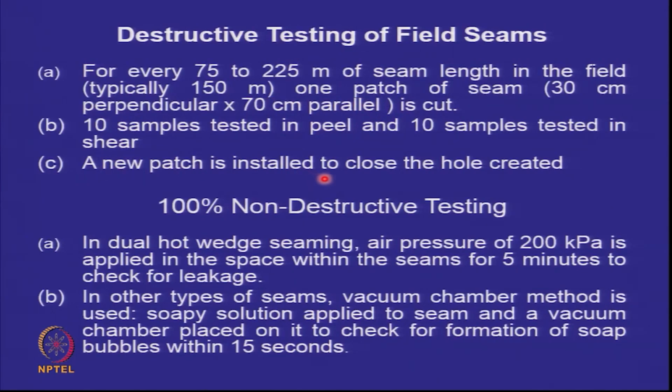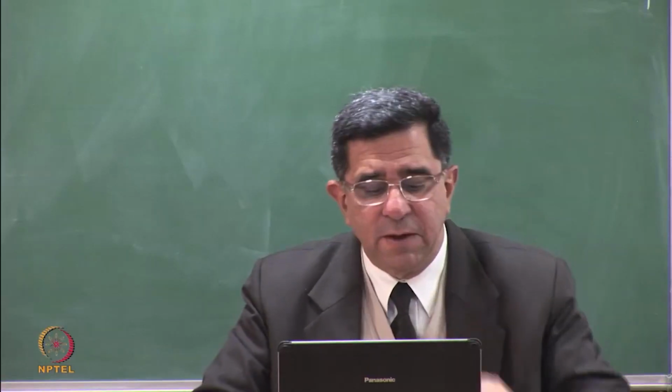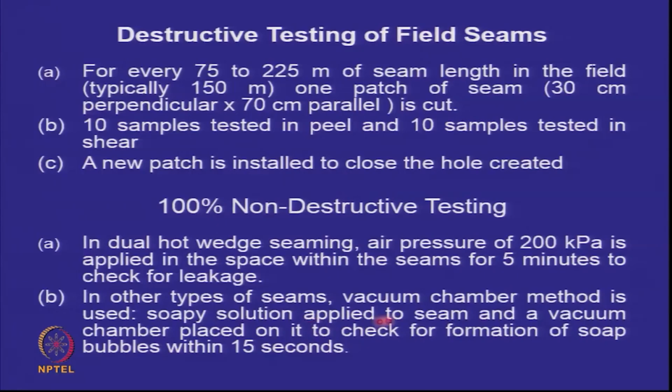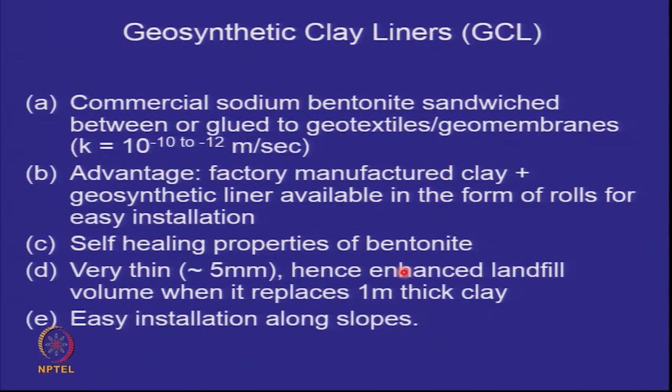a new patch is installed to close the hole which is created, and there are a certain number of tests which are prescribed. As I said, 100% non-destructive testing. Every joint in the dual hot wedge seaming, air pressure of 200 kPa is applied within the seam for 5 minutes to check for leakage. The pressure must sustain for 5 minutes, and a soapy solution can be applied to the seam with a vacuum chamber sometimes to see whether there is any leakage at a particular point within 15 seconds. So there is a destructive testing procedure and a non-destructive testing procedure for the geomembranes.